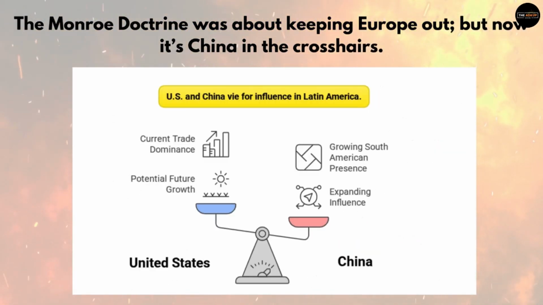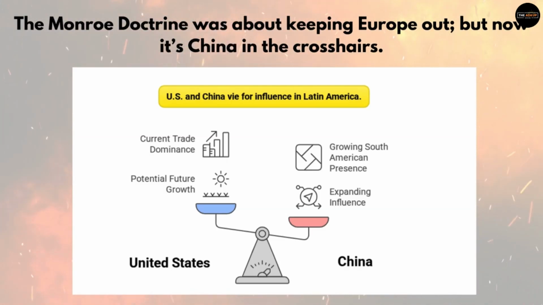Alright, now let's tie this together. The Monroe Doctrine was about keeping Europe out, but now it's China in the crosshairs. Trump's Gulf rename and Panama threat scream America first, but can he deliver? Well, Panama's not budging and invading is a long shot. Those 1977 treaties aren't paperweights.